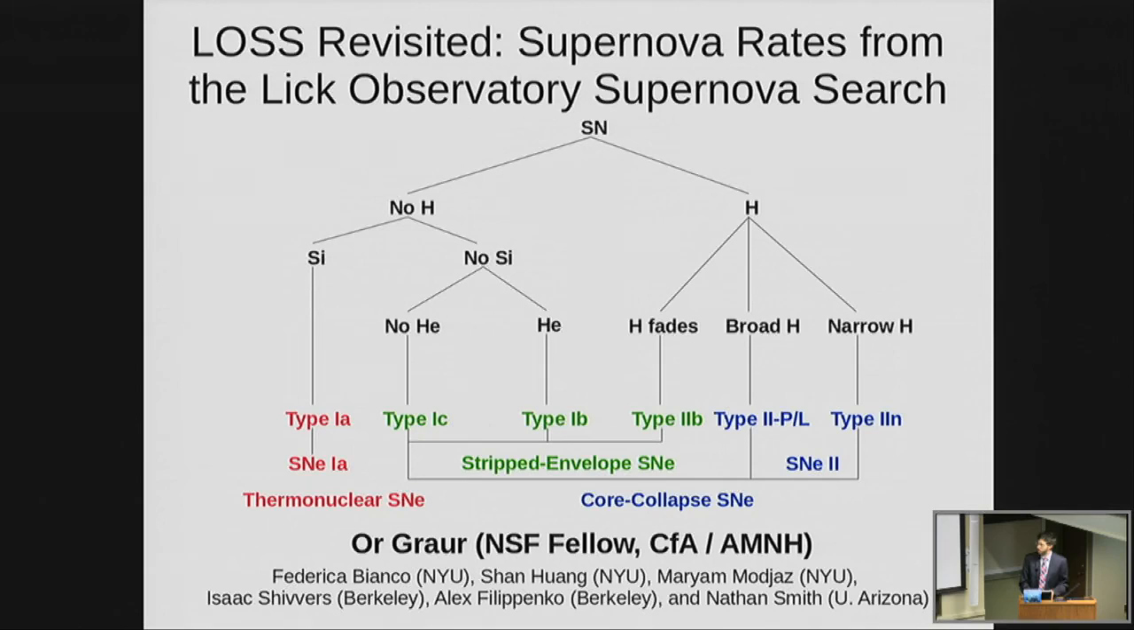And then there are those with no hydrogen and no helium. Those are the Ics. We say they're core collapse supernovae. We think their progenitor stars need to have their hydrogen and helium envelopes somehow stripped in order for us not to see this in their spectra.